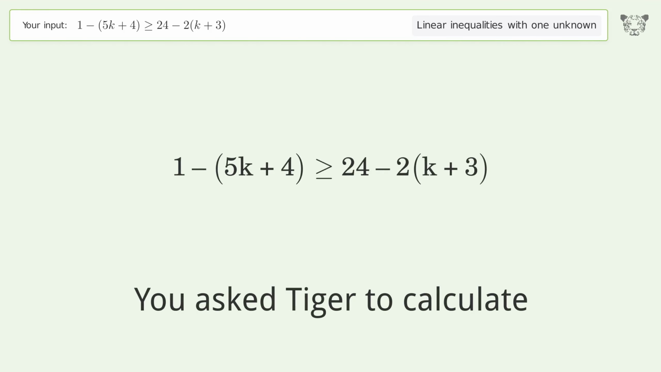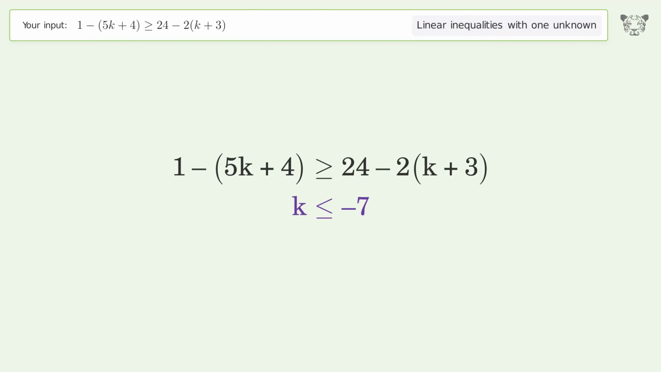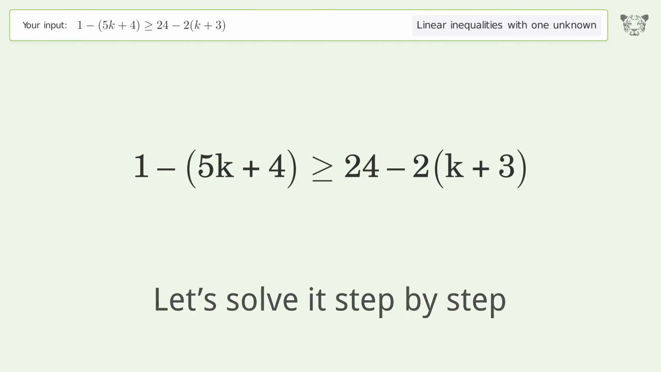You ask Tiger to calculate. This deals with linear inequalities with one unknown. The final result is k equal or smaller than -7. Let's solve it step by step.